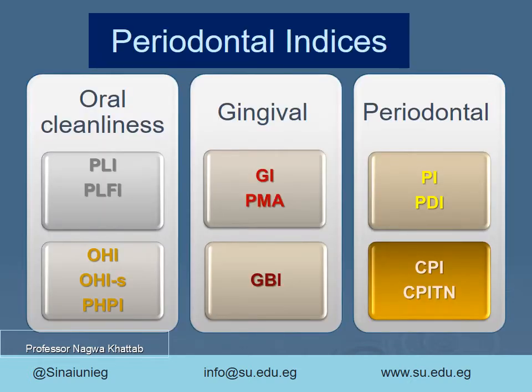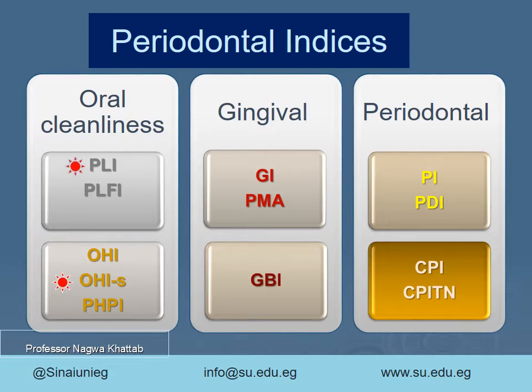Indices اللي أنا ممكن أستخدمها for measurement of the oral cleanliness عندنا plaque index, plaque formation rate index, oral hygiene index, oral hygiene index simplified, patient hygiene performance index. For the gingival problem, gingival index, papillary marginal attached index, gingival bleeding index. For the periodontal condition, periodontal index, periodontal disease index, community periodontal index, community periodontal index of treatment need.